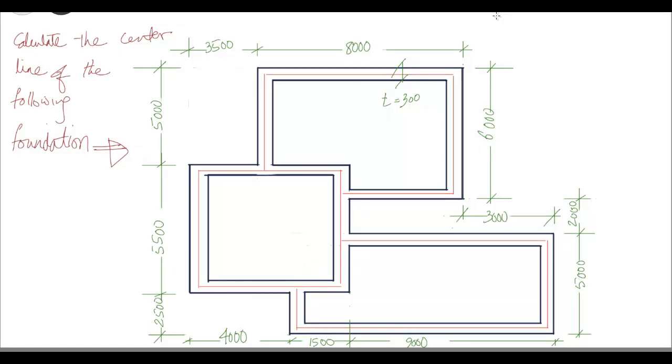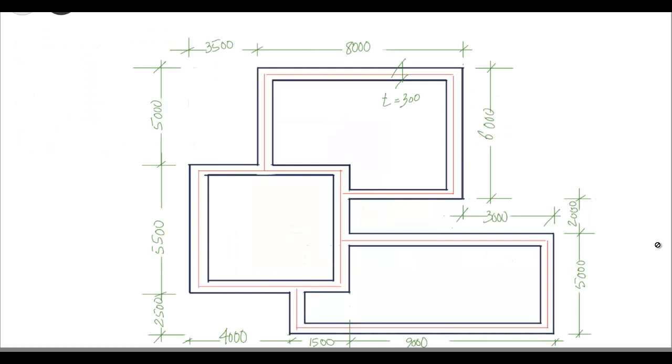We have the following example for footing. We would like to calculate the center line for footing, and we could do this step by step instead of using the formula, especially if we have a complex shape like this one. So we'll do this one piece at a time.